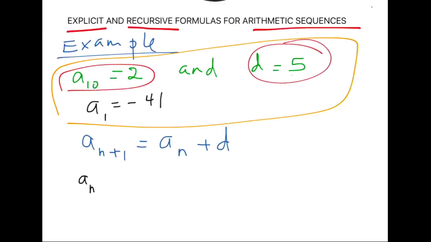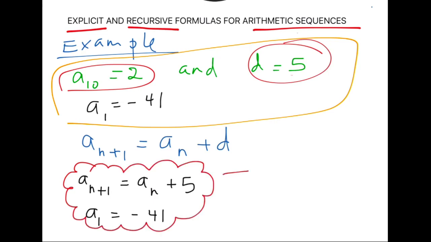So a_(n+1) is equal to a_n plus 5. And then I will also give you a1 is equal to negative 41. This is my final answer here, and this is the recursive form. For the recursive form, you need to have a1. a1 has to be given to you.